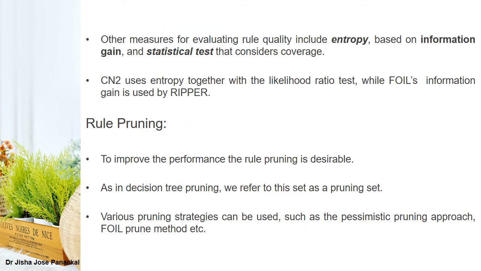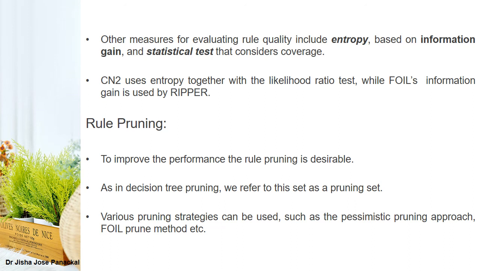Other measures for evaluating rule quality include entropy based on information gain and statistical tests that consider coverage. Different algorithms use different methods for evaluating the rule's quality. CN2 uses entropy together with the likelihood ratio test, while FOIL's information gain is used by the RIPPER algorithm.